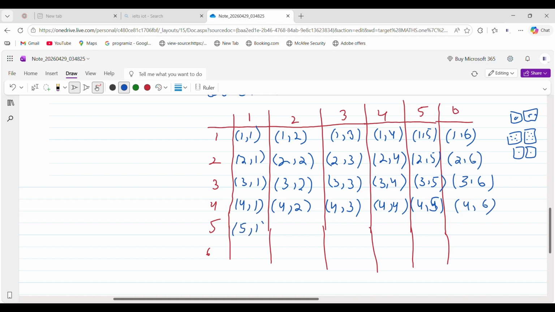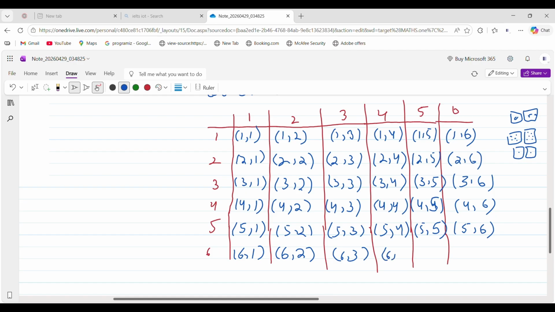5 on first, 1 on second, 5 on first, 2 on second, 5 on first, 3 on second, 5 on first, 4 on second, 5 on first, 5 on second, 5 on first, 6 on second, 6 on first, 1 on second, 6 on first, 2 on second, 6 with 3, 6 with 4, 6 with 5, 6 with 6 as well.